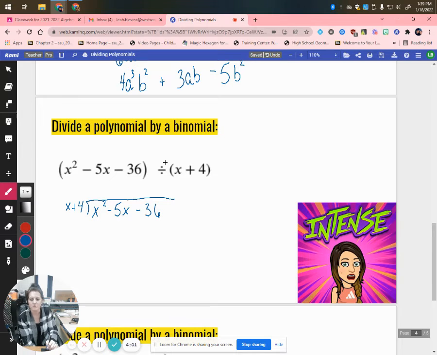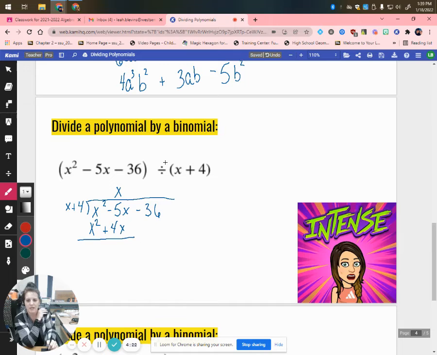I kind of ignore this plus 4 for just a second, and I ask myself, okay, x times how many x's would put me back to x squared? And of course, the answer is just an x. So x times x gives me x squared. x times 4 gives me a positive 4x.